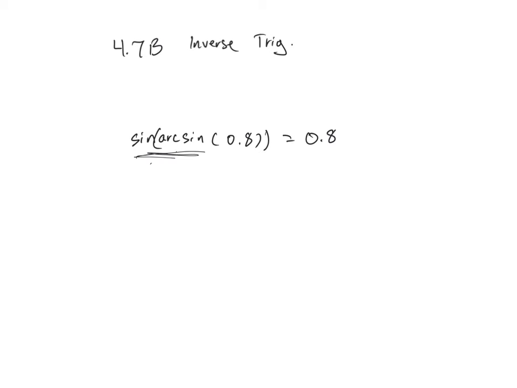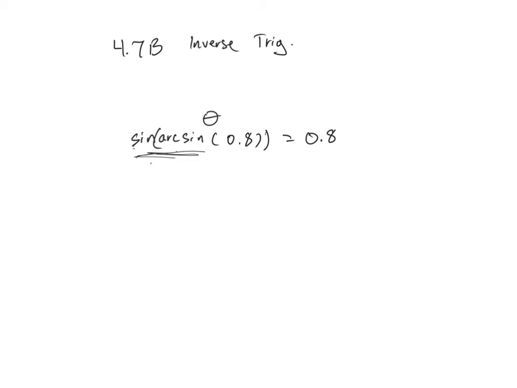The arc sine finds the theta, and when you find the sine of the theta, it's the exact same value, because the sine of theta is 0.8 when the arc sine of 0.8 is theta.